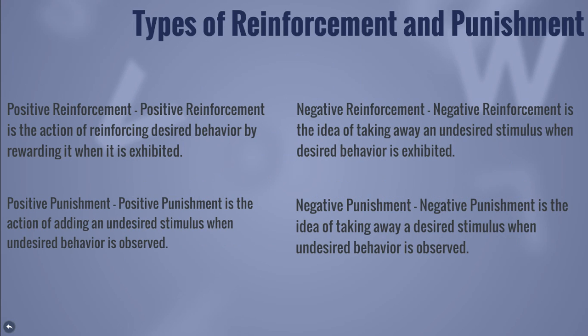Negative reinforcement is the idea of taking away an undesired stimulus when desired behavior is exhibited. I think that negative reinforcement is a little hard to understand, and a lot of people have a really hard time grasping the concept. But when you break it down into two different parts, negative reinforcement is actually pretty easy. There's escape negative reinforcement, which is when an undesired stimulus is presented, the learner tries to escape that by doing something to correct it.